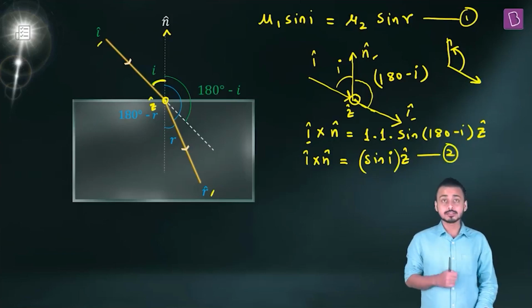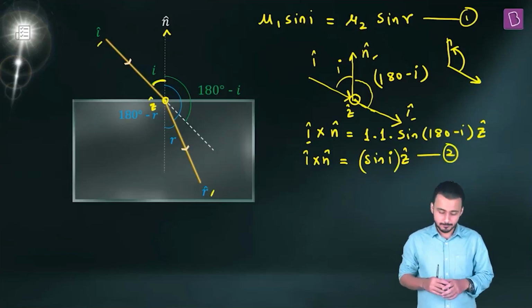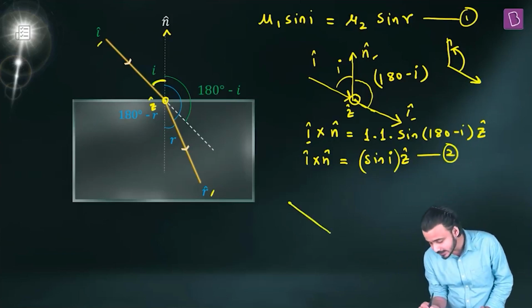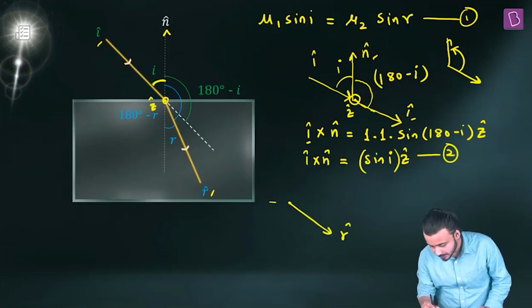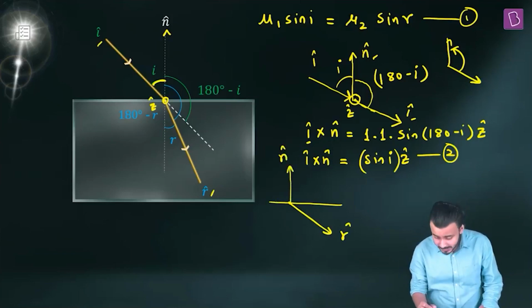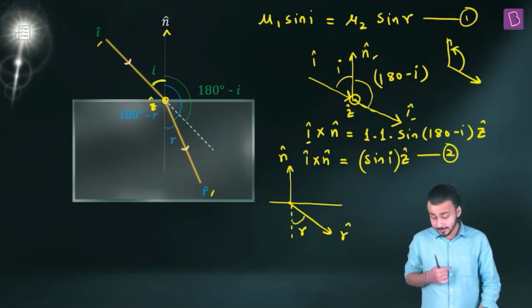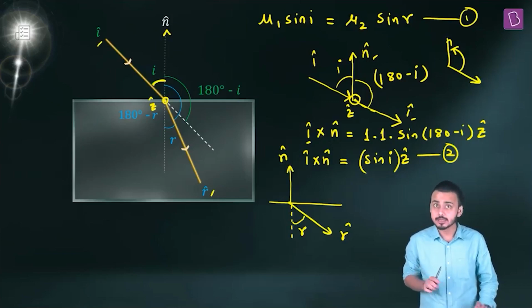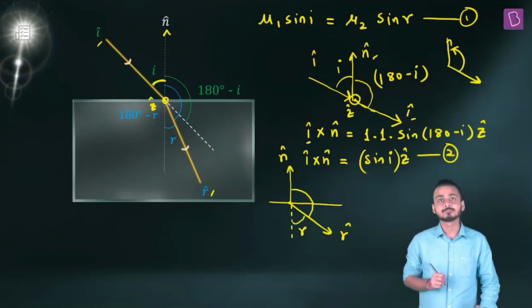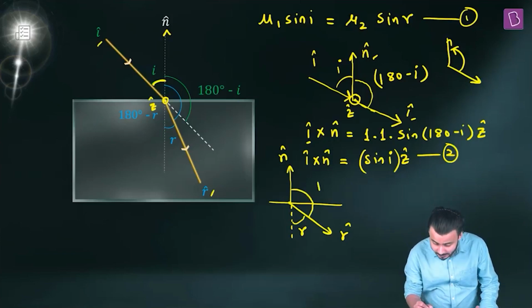Correct? Now let's calculate the similar thing for R cap and N cap. See, R cap is like this from this phase boundary and N cap is like this. Correct? And this angle is given to be r. Then what is the angle between R cap and N cap? Is this r? No, it is not. It is this angle. Correct? And what is that? That is 180 minus r.